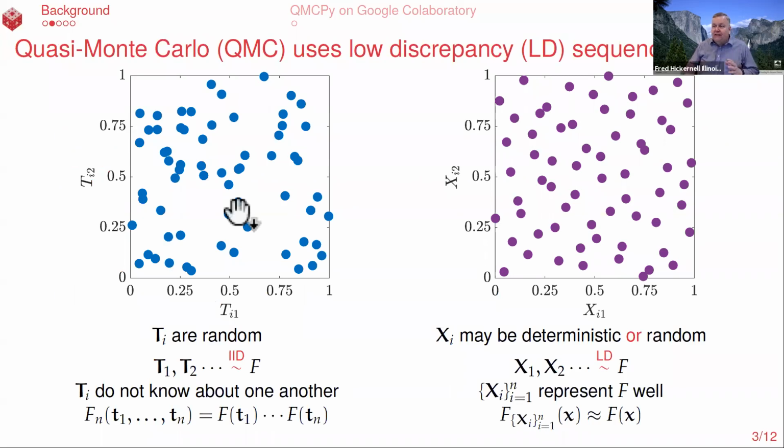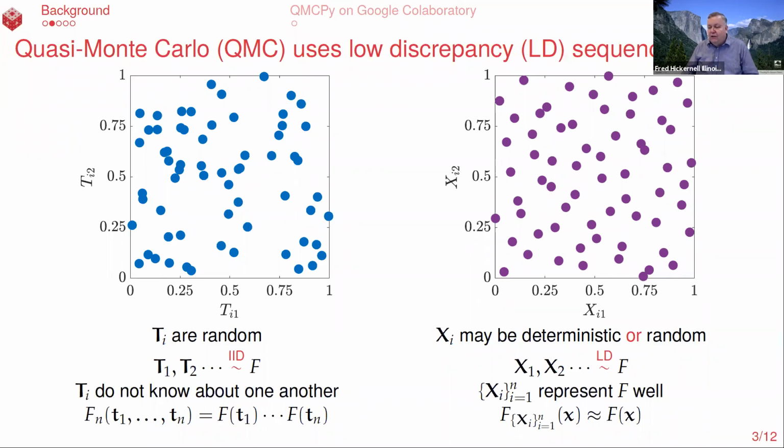So first of all, let's remind ourselves what's the difference between IID points and low discrepancy points. On the left, we see some random IID uniform points, labeled T1, T2, and so forth. This is 2 dimensions because I can draw in 2 dimensions. I cannot draw in 3 dimensions very well. And so the idea of these points is that T1 doesn't know about T2, T3 doesn't know about T7. They are all independent of one another.